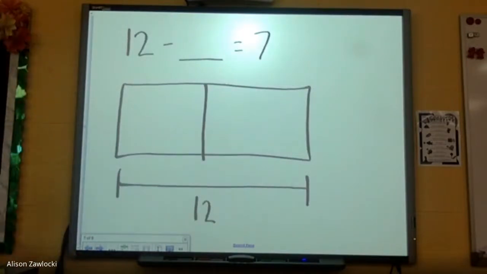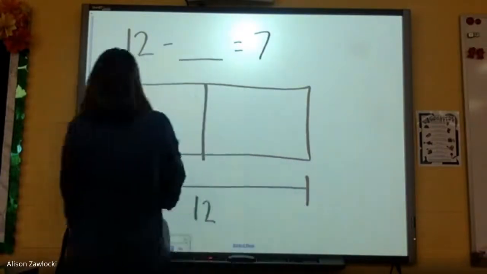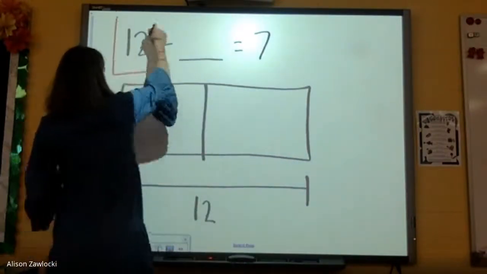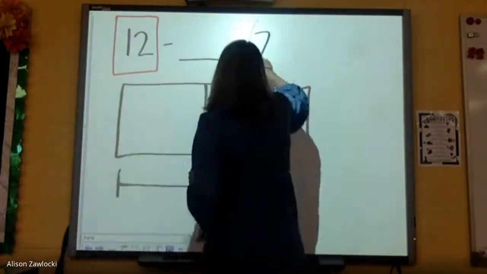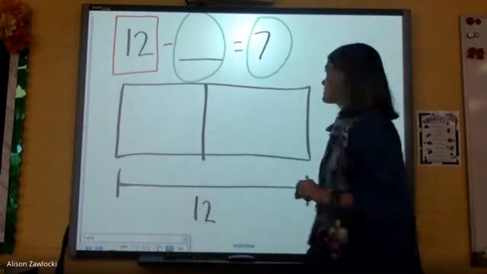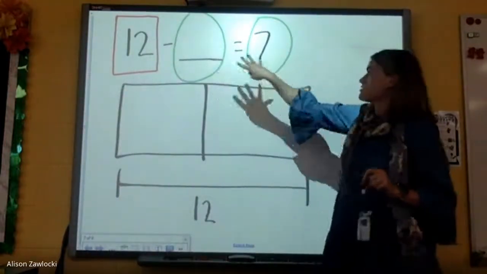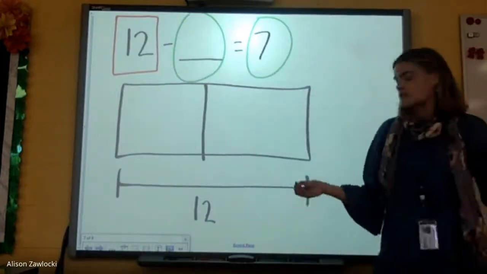12 take away, I don't know how many, equals 7. So remember, this is our total. This is our whole, our total. And these are our 2 parts. So we're trying to find this addend. These are both addends that add together to get our total, but we're doing subtraction, remember?